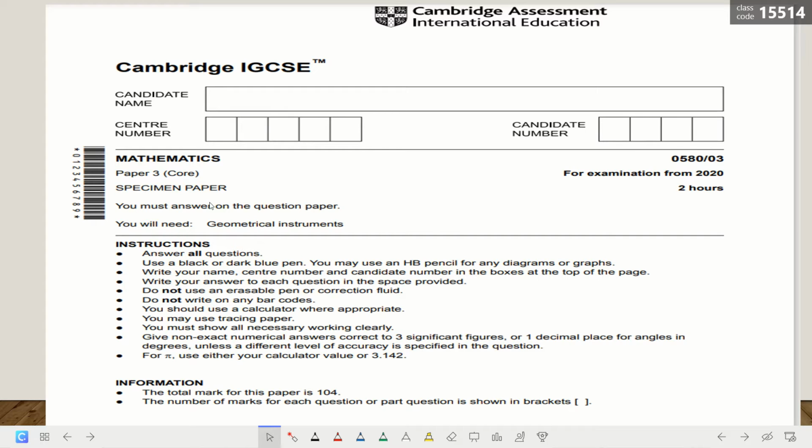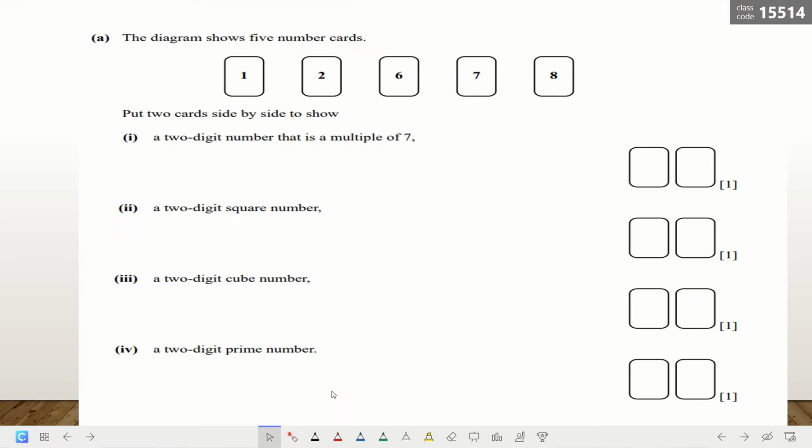Okay, you must answer all the questions here. You will need a geometrical instrument. You can see this is the examination from 2020. It takes 2 hours. Below, as you see, you can see the instructions. We have to follow them, and the information that you have to know about the marks and the number of the questions, everything about this one.